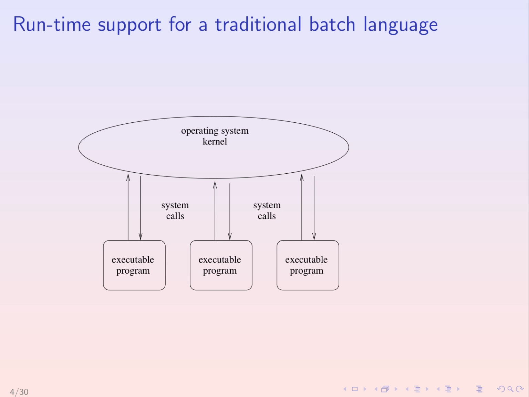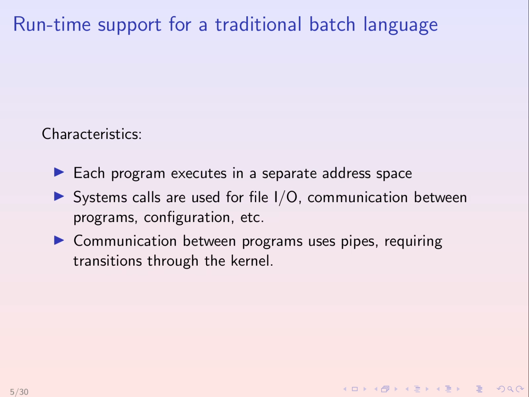Now, if we look at the runtime support for a traditional batch language, we create executable programs, and those executable programs communicate with the operating system kernel, which is the runtime support for this code. Each executable program in such a system executes in a separate address space. So system calls are used for things like file I/O, communication between programs, configuration, etc. So even communication between those different executable programs must pass through the kernel, because there needs to be a context switch in order to pass the contents of those pipes, which is sequences of bytes, from one program to another program.